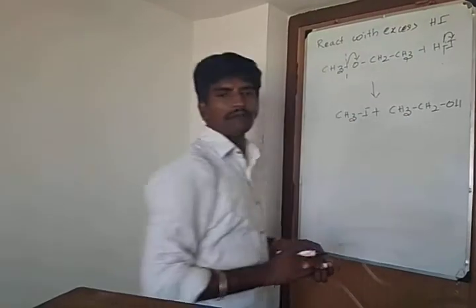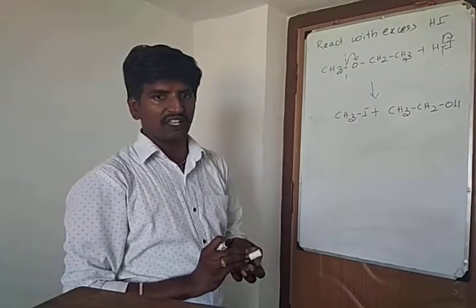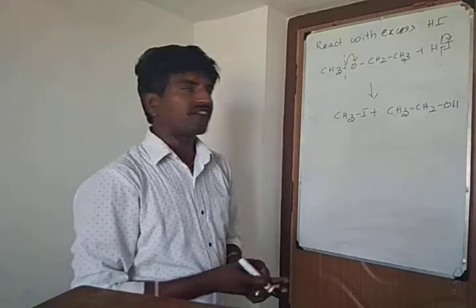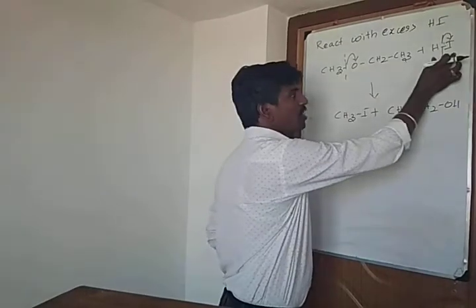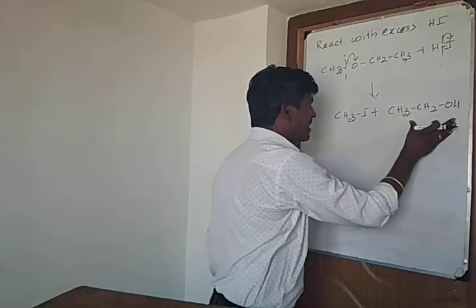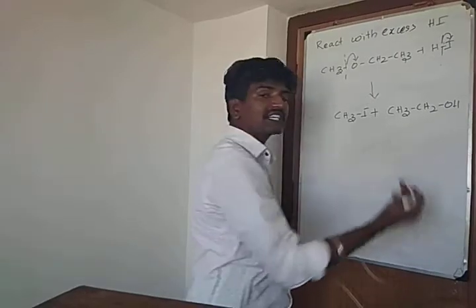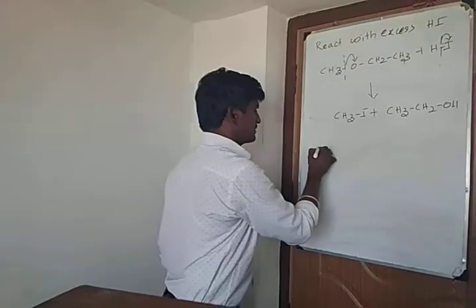Excess amount of HI means 2 moles of HI. Mixed ether reacts with 2 moles of HI. First, the ether reacts with 1 mole of HI. You can get ethanol and methyl iodide. Next, this alcohol reacts with another 1 mole of HI.